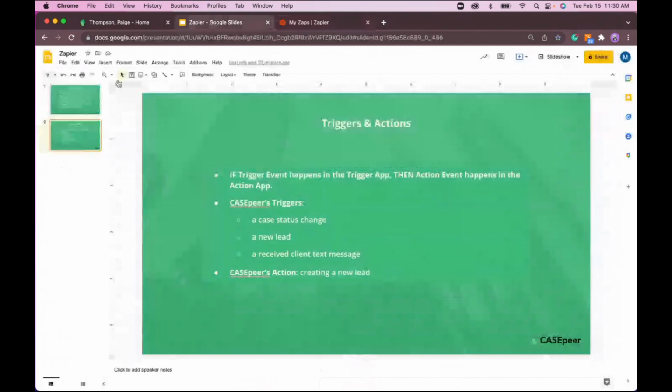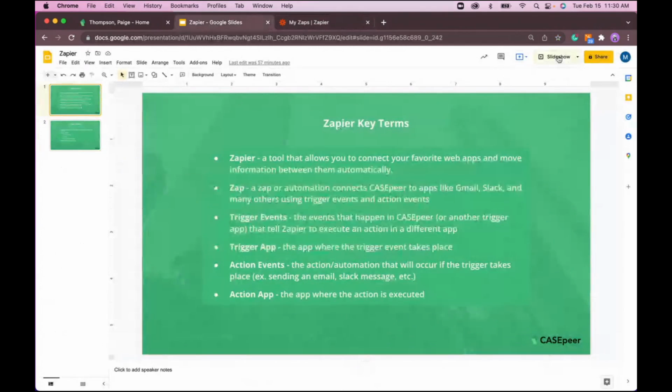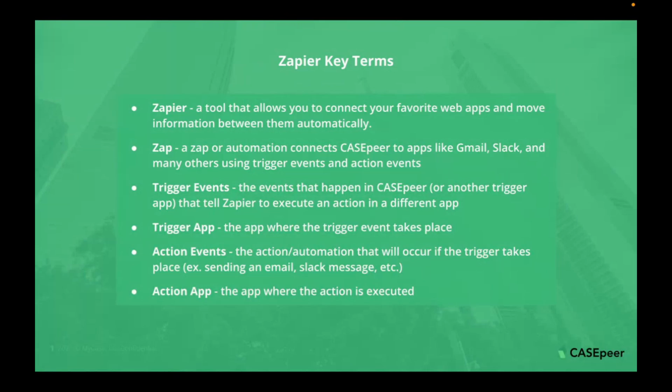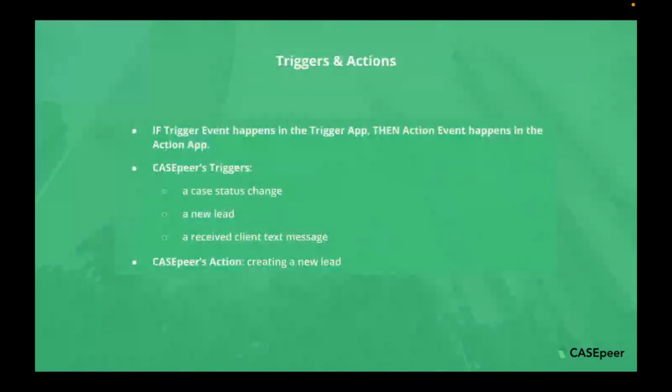So we'll go back to my first slide here. This would probably be a good slide to screenshot, especially if you're going to watch a replay of this webinar. In Zapier, you're building zaps or automations, and these zaps or automations use trigger events in a specific trigger app. And once the trigger happens, then an action event will take place in the action app. Again, that is an if-then situation. So if the trigger event happens in the trigger app, then the action event will happen in the action app.